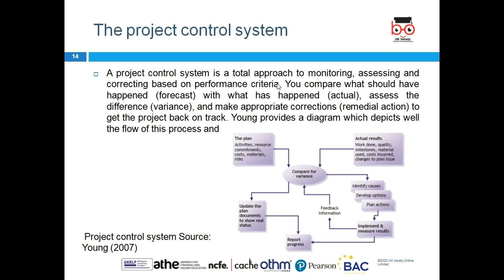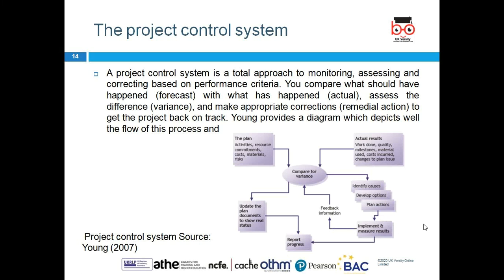The control: the plan activities, resources and committed cost and material. You measure the actual result, work done, the quality milestone, the material, the cost incurred. You look around. What is the variance? Variance is the difference between budget and actual. Why is there a variance? It's due to the coronavirus, due to the fluctuation in the prices, due to the interest rate change, due to the production drop. Yes, we're not working up to the full 100% capacity. So all this we need to look around.